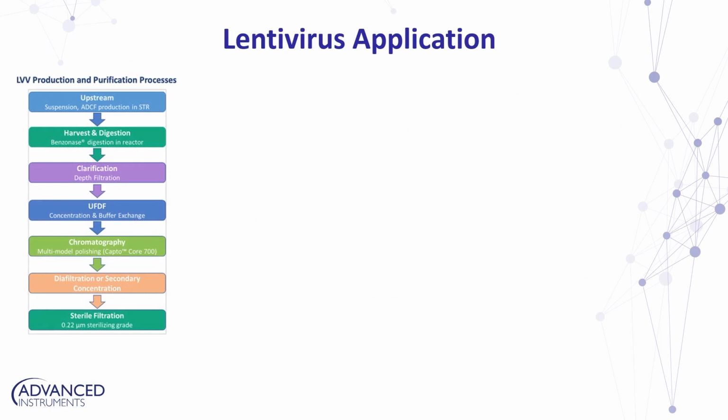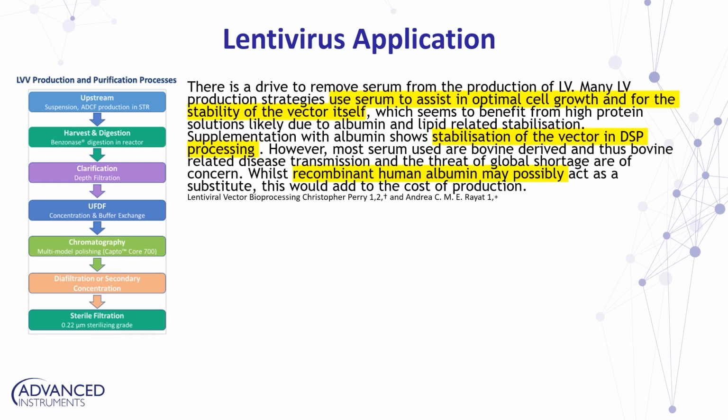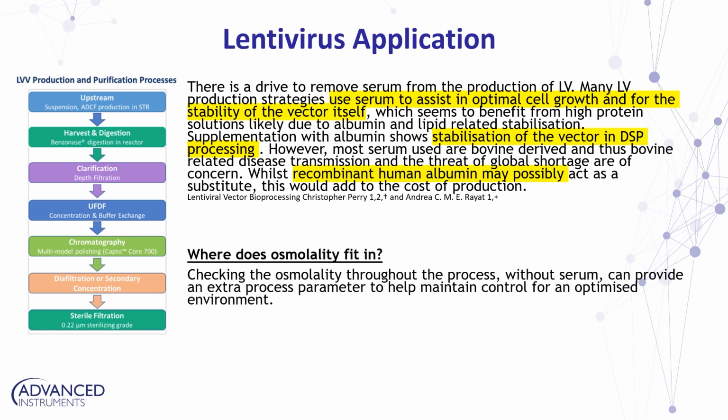We can now look at the downstream processes for lentiviruses in particular. It is known that lentiviruses are produced with the help of serum, which ideally assists in that optimization of cell growth and vector stability. Albumin can also play a role within vector stability when looking more at the downstream processing side of things. However, with the drive now to reduce the use of serum as they are bovine-derived, what is it that can be put in place to help improve that vector stability and for the optimization of cell environment? Of course, osmolality would be my answer here.